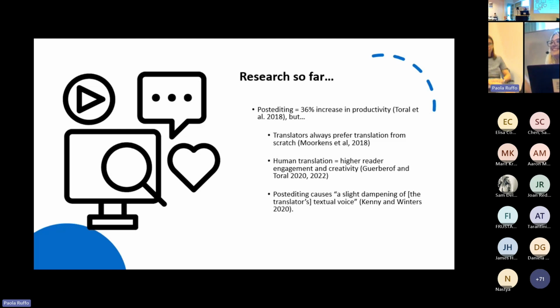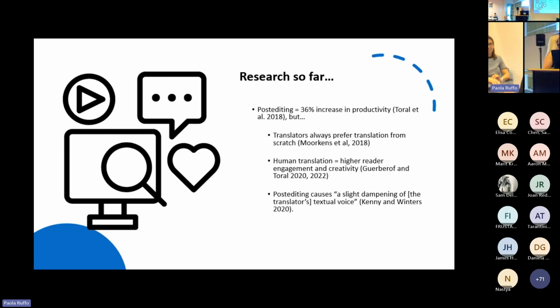There's always the other side of any discovery in this area, that translators always prefer translation from scratch. This famous term that we were discussing before. And I think here it's just used to indicate starting a translation without having a text already translated for you by a machine, to put it in the most simple terms.